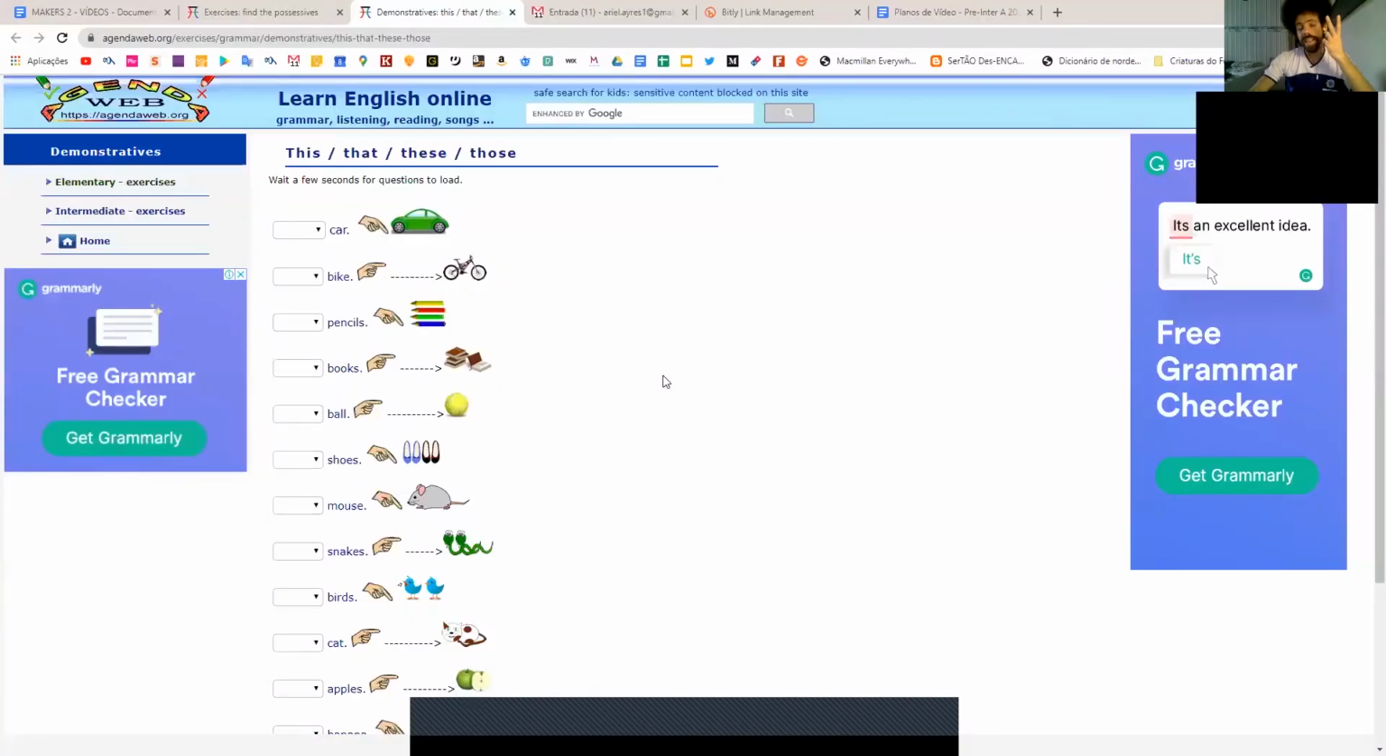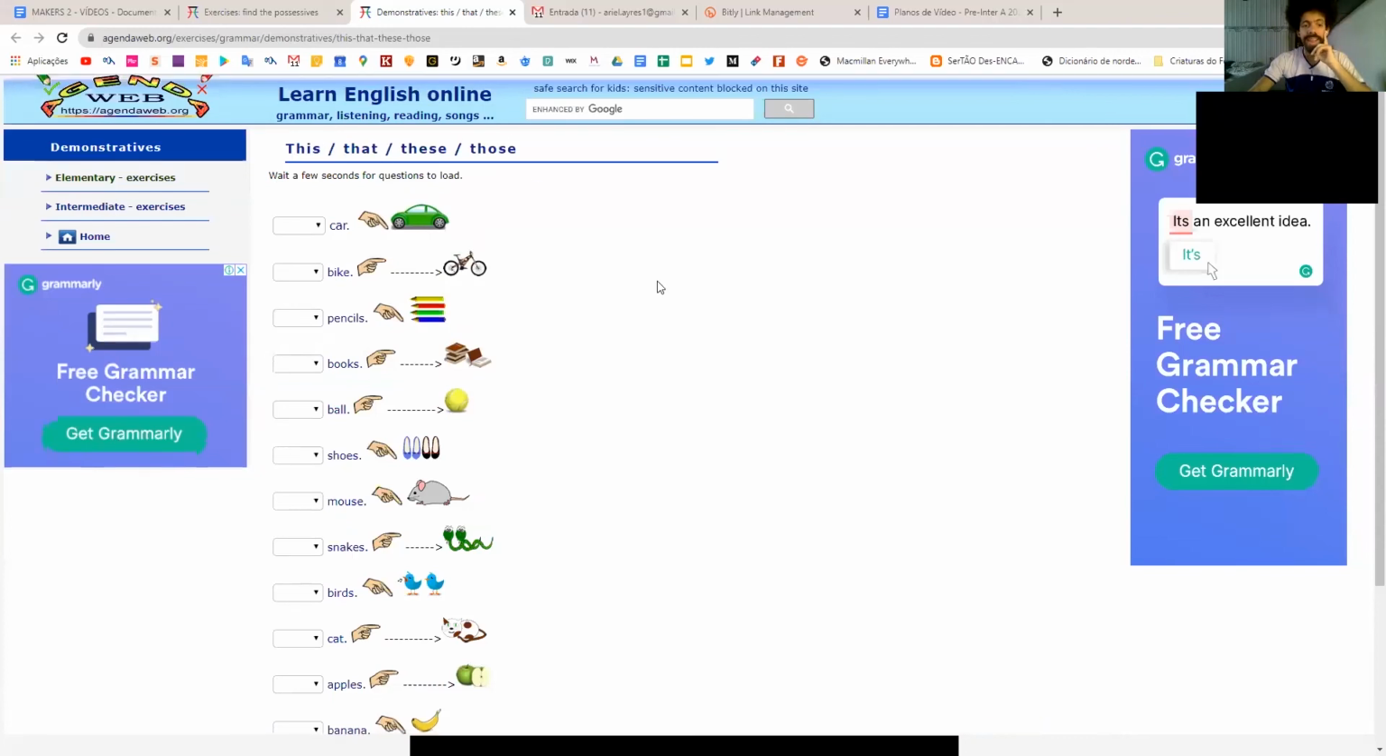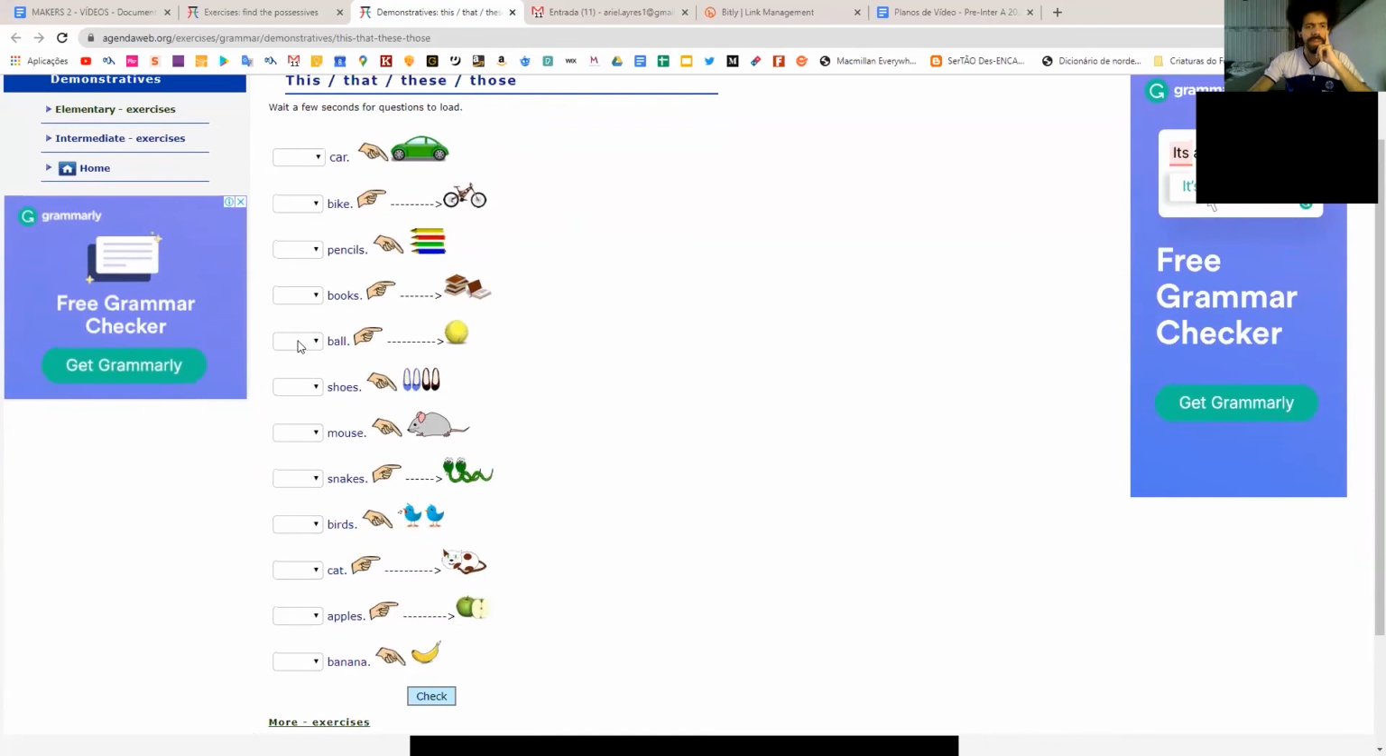And in the second link in the description below, nesse segundo link aqui embaixo, nós temos um exercício sobre demonstrativos. This, that, these, and those. Looking at the image, you just need to choose what is right to each case.